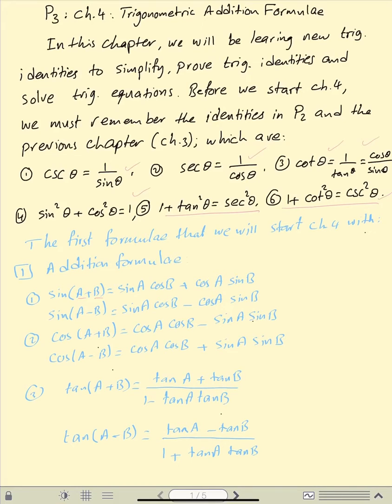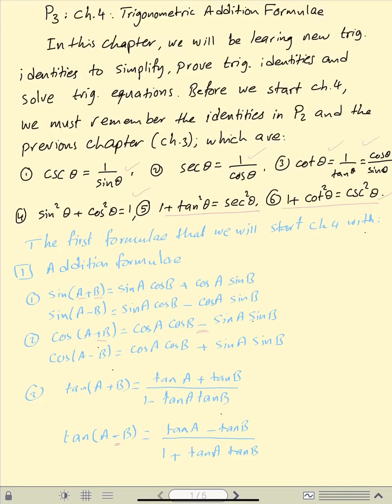Identity 2, the second identity: cosine A plus B equals cosine A cosine B minus, here we oppose the sign, we reverse the sign, minus sine A sine B. Cosine A minus B is equal to cosine A cosine B plus sine A times sine B. The last one, tan A plus B is equal to tan A plus tan B over 1 minus tan A tan B. Then tan the difference is equal to tan A minus tan B over 1 plus tan A tan B.